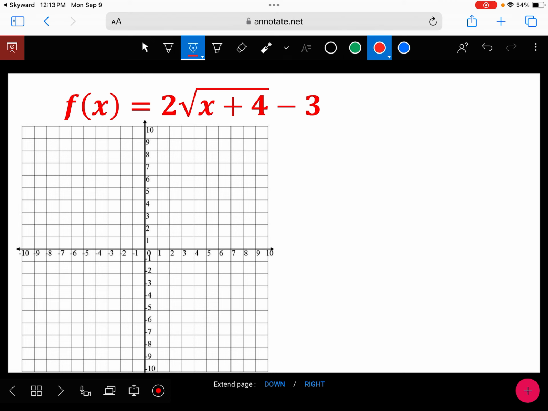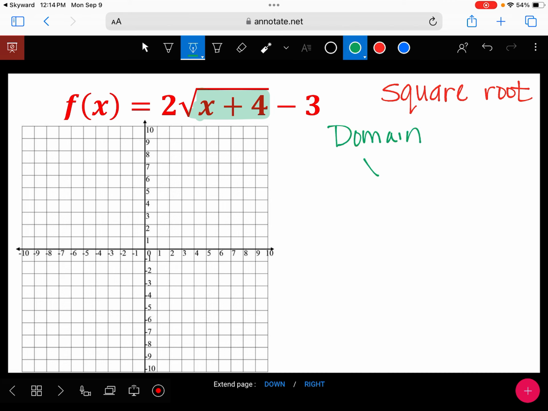So this is a square root. This is the first one that has a domain restriction. So the first thing I want you to do is figure out your domain. Now remember, this is going back to the quiz we took. We only focus on this part. So your domain is x plus 4 has to be greater than or equal to 0. Go ahead and solve that. So we're going to find our domain first.